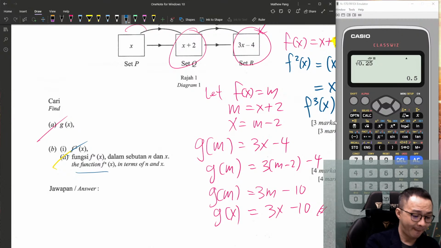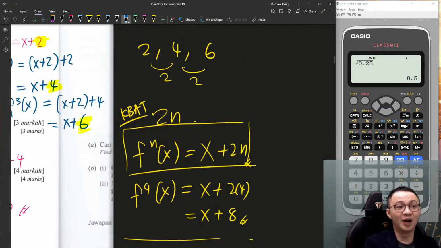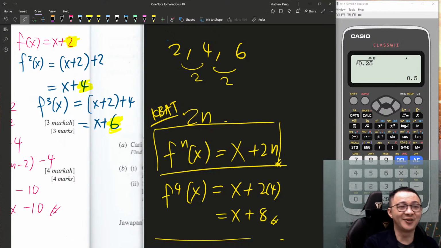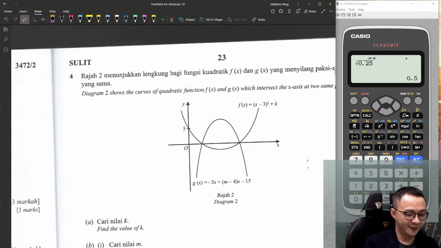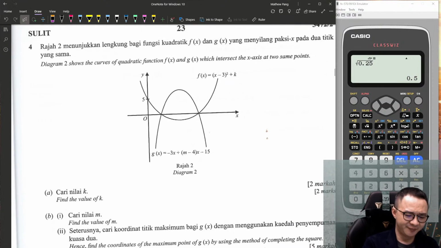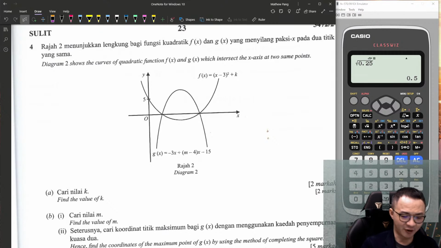Okay, done the function. Yeah, I hope you get some idea on how to do this kind of question. Continue. Okay, completing the square, I guess, quadratic.